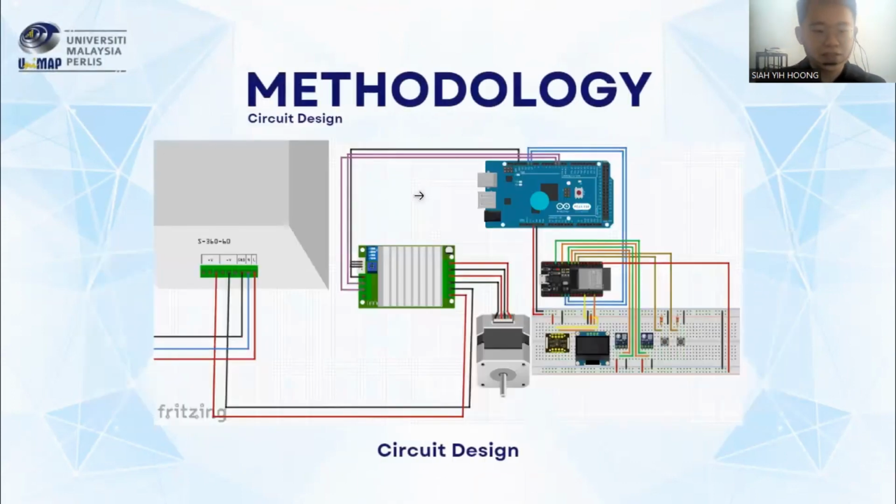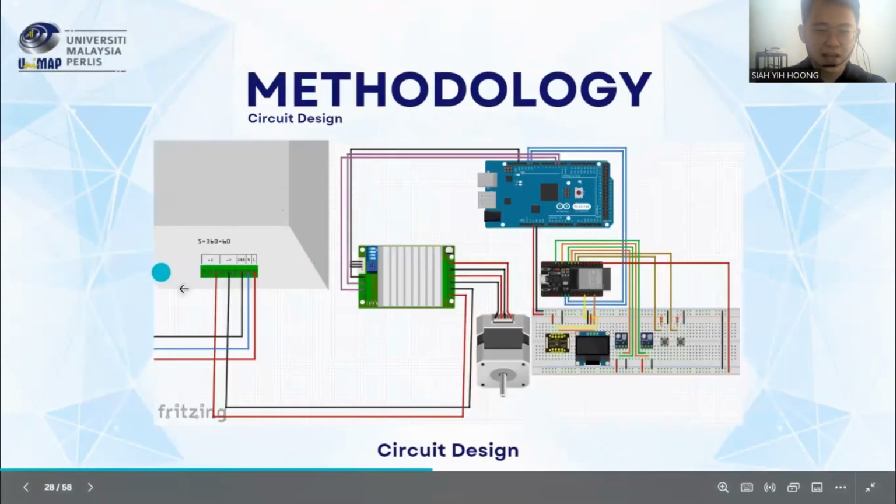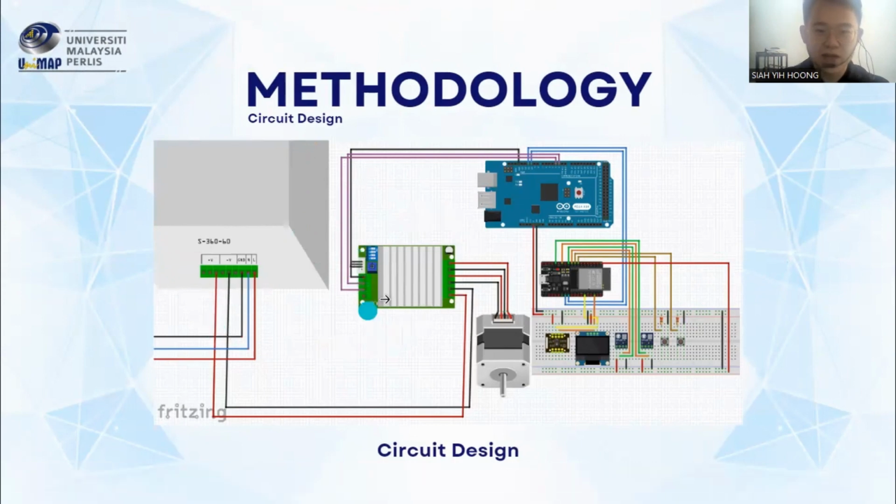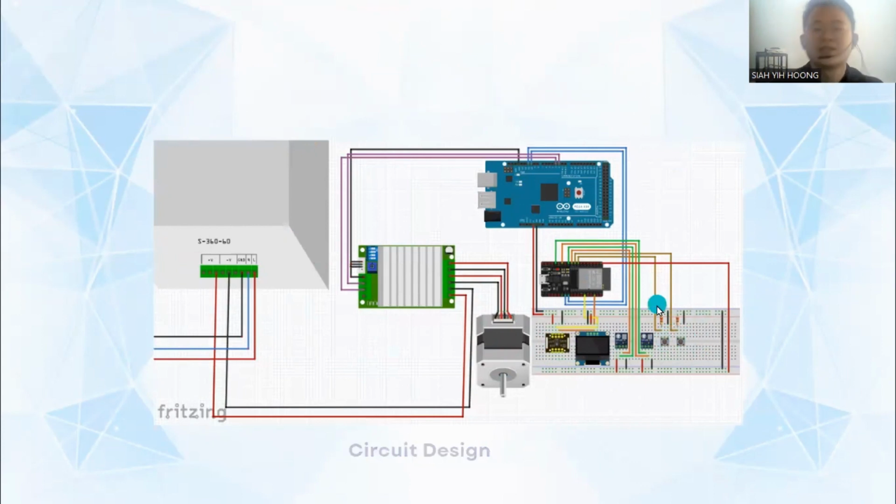So this is the circuit design. We can see that this is a transformer, this is the motor driver, this is the Arduino Mega, this is an ESP32, this is a NEMA 17 stepper motor, this is the MAX30102 pulse oximeter, this is the OLED, this is the HX710B pressure sensor, and these two are the push buttons.